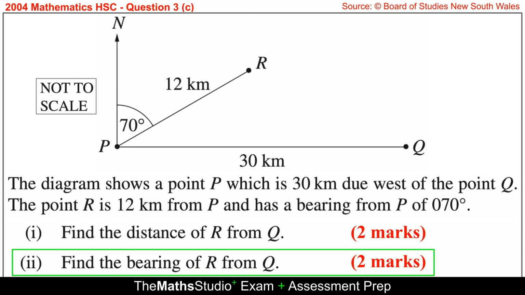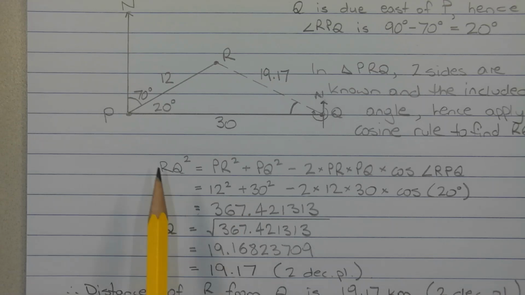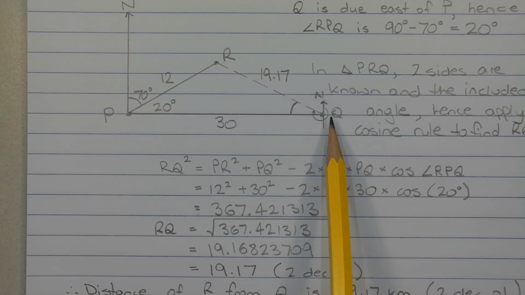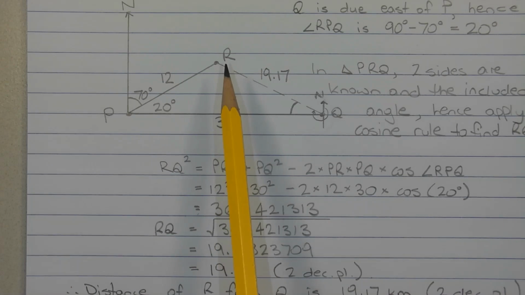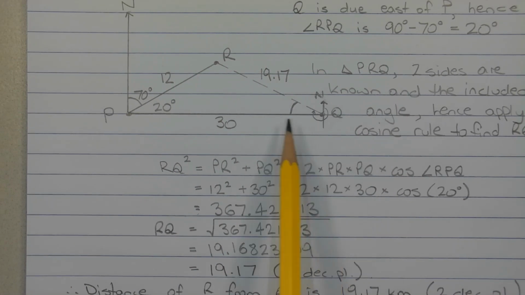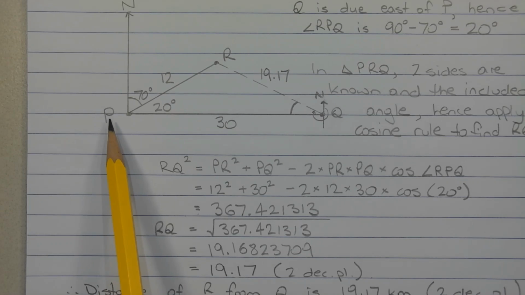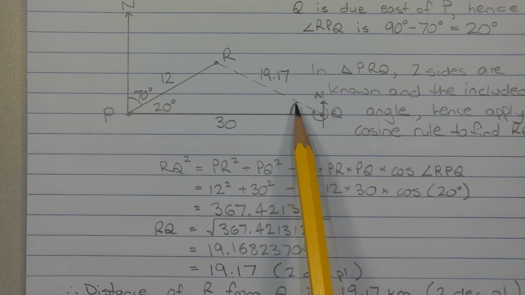Part 2. Find the bearing of R from Q. Point P is due west of point Q, so the bearing of P is 270 degrees. To find the bearing of R from Q, we take the bearing of P, which is 270 degrees, and add on angle RQP, and that'll give us the bearing of R from Q.